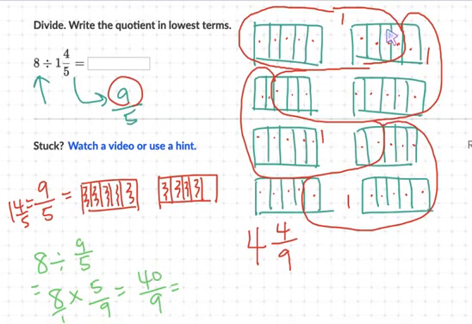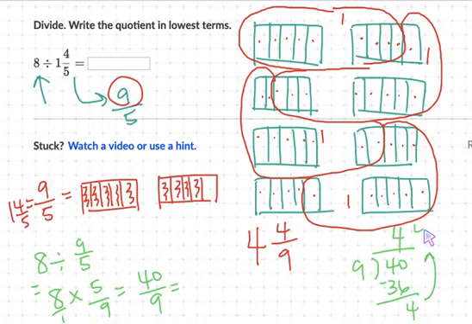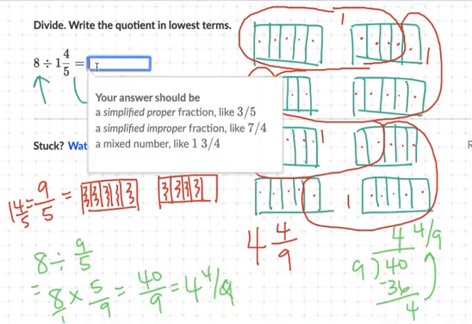The bad thing about the algorithm way is you will need to change this back into a mixed number, while with the tape diagram way, you already have the mixed number. You're just counting the amount of groups. So 40 divided by 9. 9 goes into 40, let's see, 4 times with 4 left over. So it's 4 and 4 ninths. Both ways will get you 4 and 4 ninths. Let's type that in, 4 and 4 ninths.